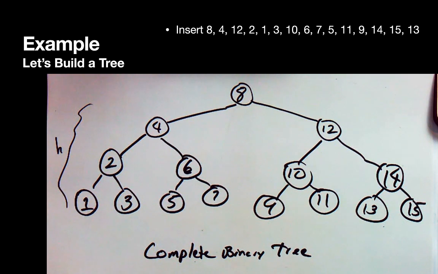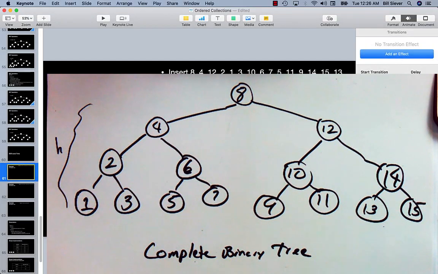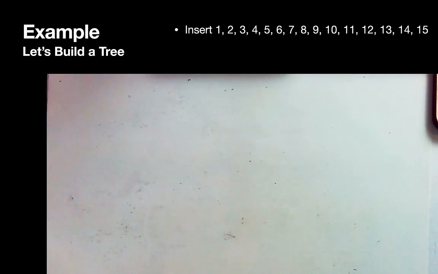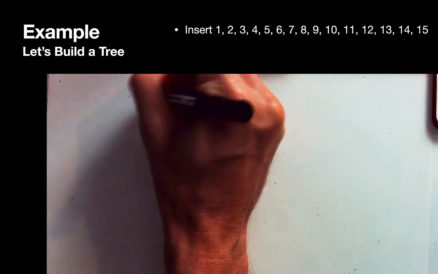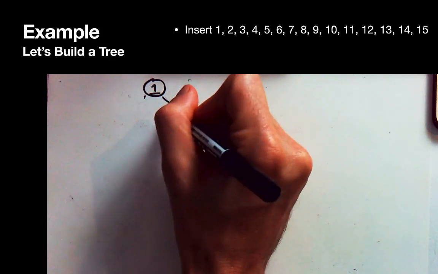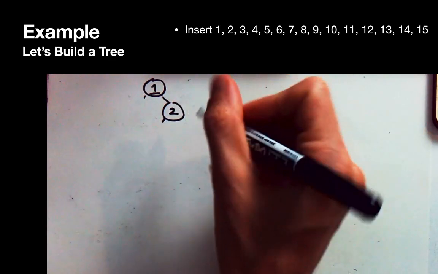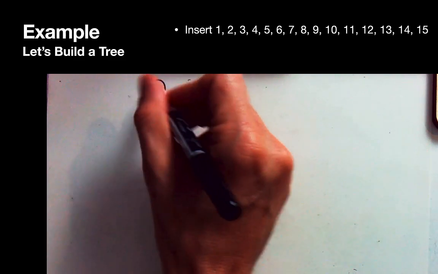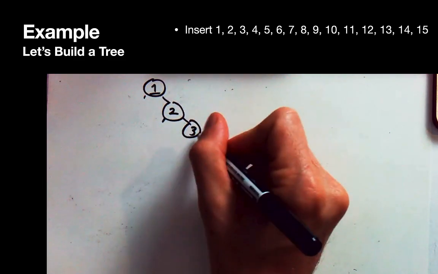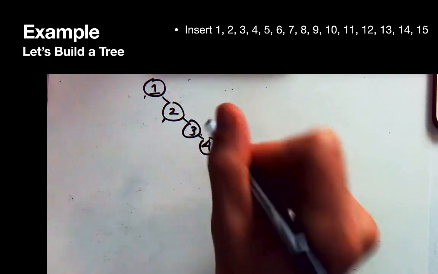Okay, let's move on and look at another example. Okay, let's do one more example. So in this case, we'll start off by inserting a 1. And then we'll insert a 2, which belongs to the right of the 1. And then we'll insert a 3, so that's after 1, after 2, so it's the right of the 2. And you probably see where this is going.